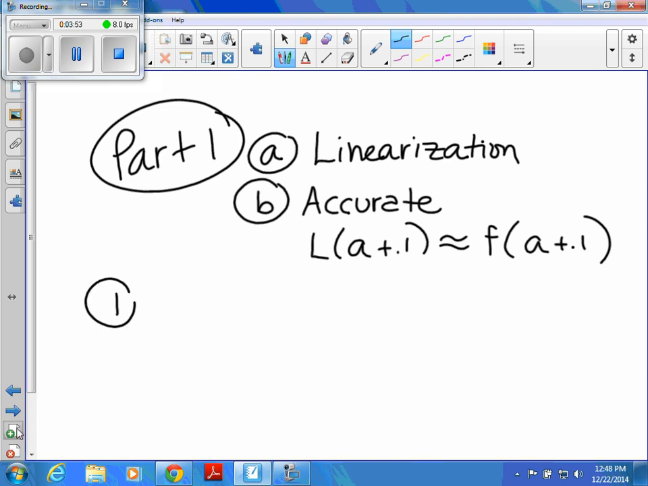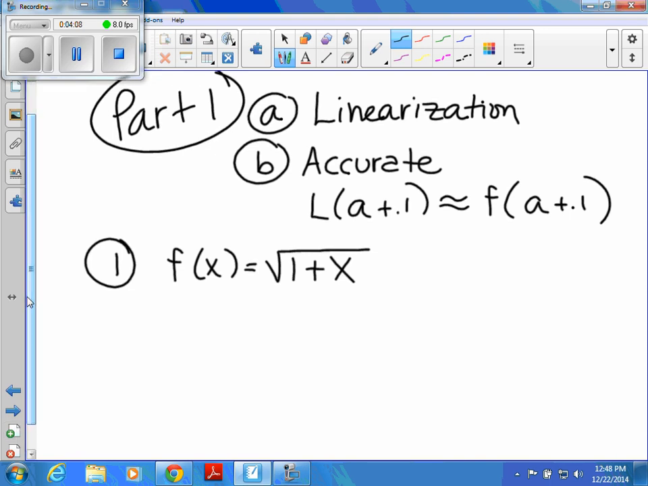So, number 1. F of x equals the square root of 1 plus x. Ready to go. You need to finish these notes. Ready? If they ask you to find.